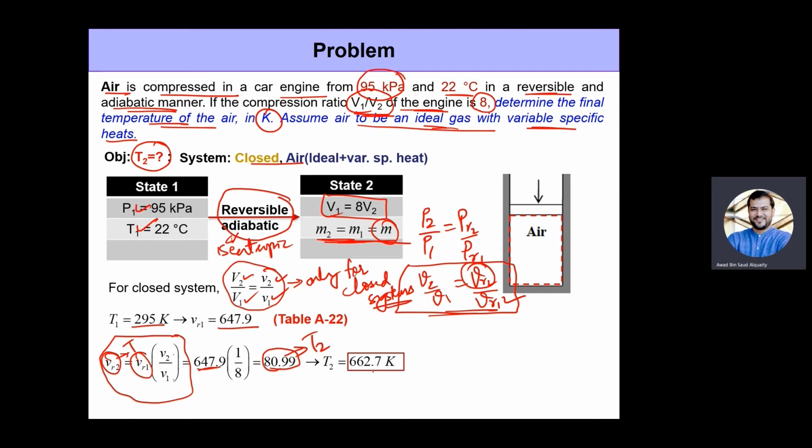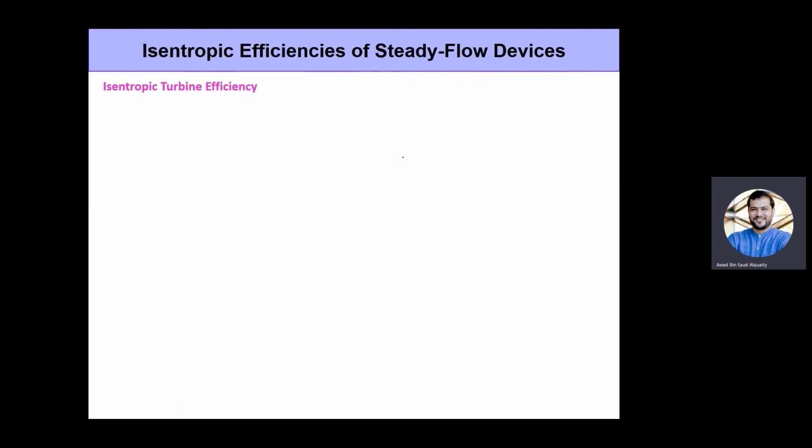So this is the temperature at the exit that we wanted to determine, and all we had to do was to apply the isentropic process formula for an ideal gas with variable specific heat, right? That's how we would solve this. Now let's move forward and talk about how we look at isentropic efficiencies of various steady flow devices.